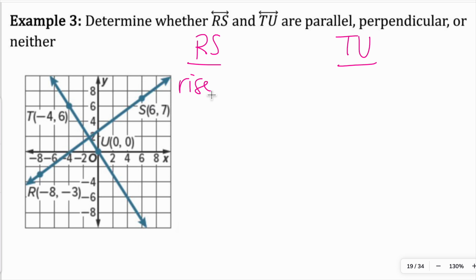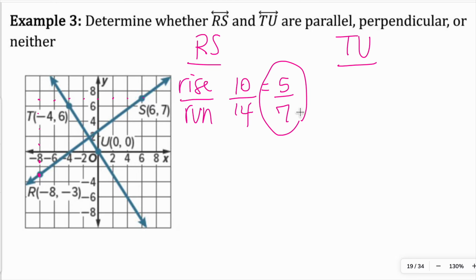So if I'm trying to find rise over run for RS, here is R and I'm trying to go to S. So I'm counting up by 2, 4, 6, 8, 10 is my rise. And then my run, 2, 4, 6, 8, 10, 12, 14. Or reduced down to be 5/7. If you don't want to count rise over run, or if you need to double check your work, 7 minus -3 is my y's, that gives me 10, and 6 minus -8 gives me 14, that's my x's.